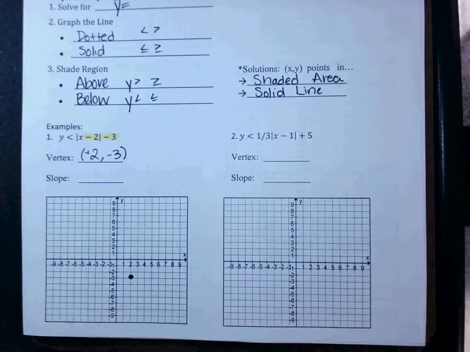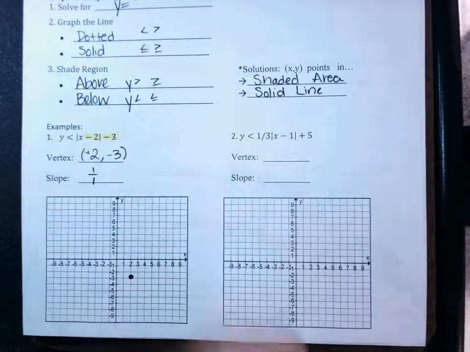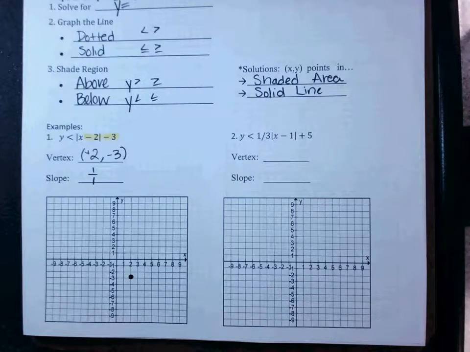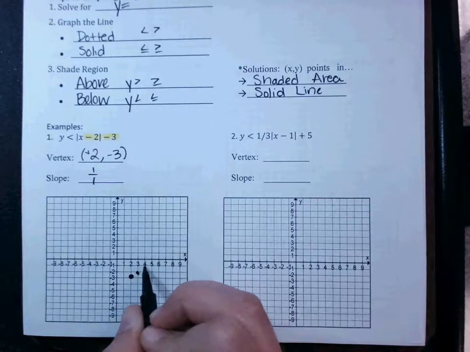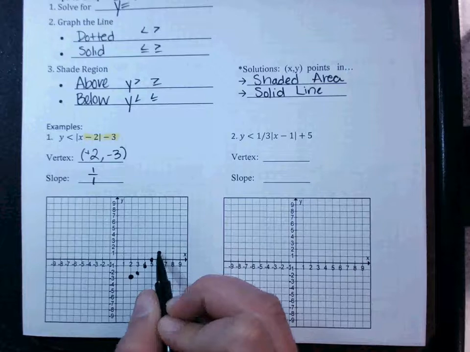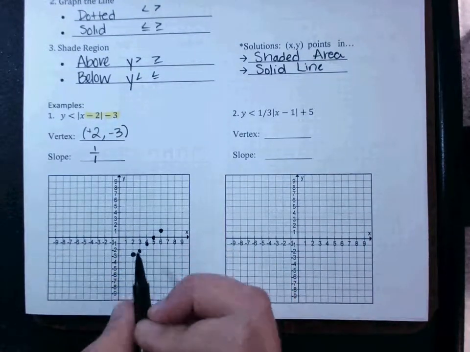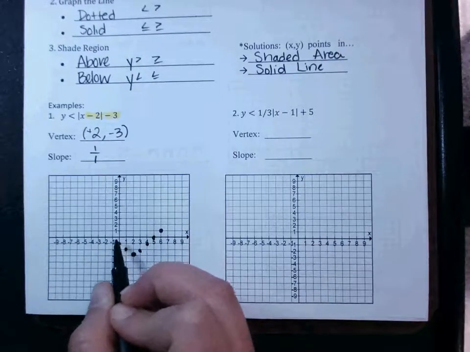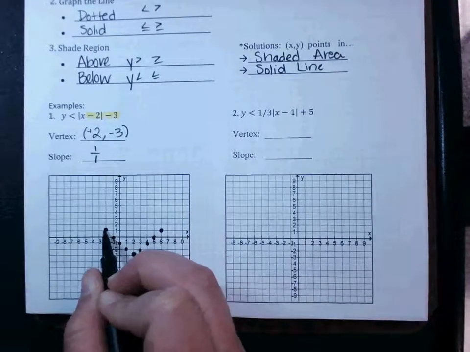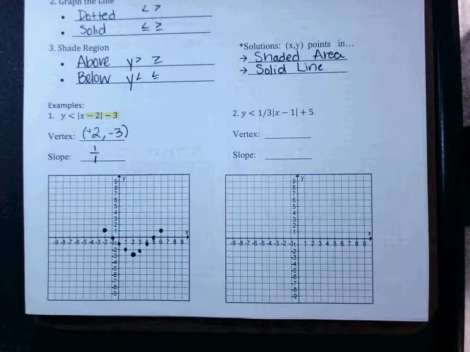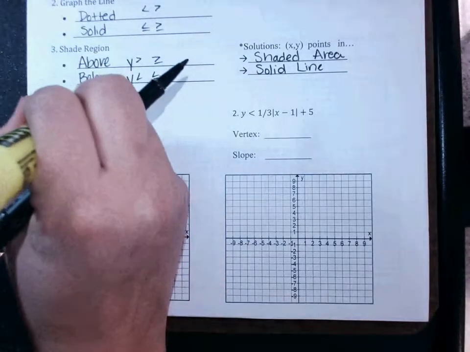Then my slope is going to be 1/1 since nothing's there. So I would start here and go up over 1, up over 1, up over 1, up over 1. It is still going to be a V, yes ma'am. Then I would go up and the other way, up and the other way, up and the other way. Okay, here's where it's a little bit different. This is not an equal sign. This is a less than sign.